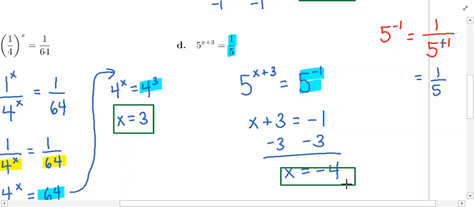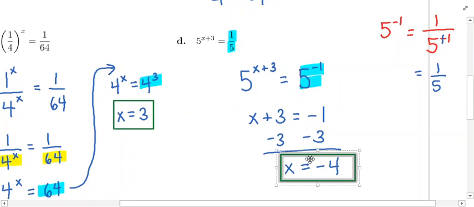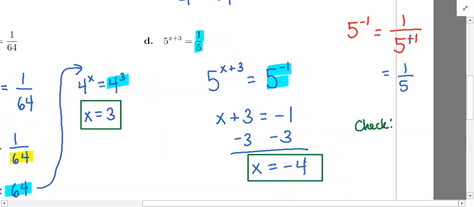Again, you can and should check yourself. Go back to the original statement, plug in x equals negative 4. We're going to get 5 to the negative 4 plus 3. We're trying to see if that equals 1/5. So this is going to be 5 to the negative 1, and that is indeed 1/5.